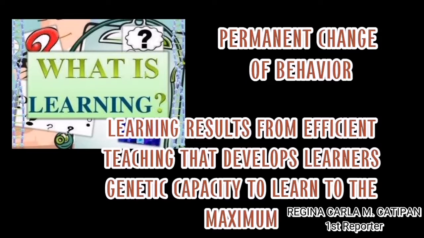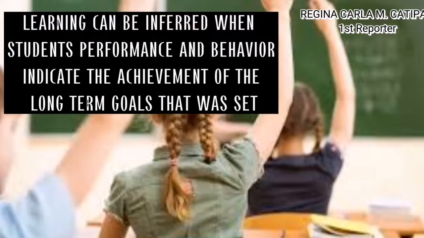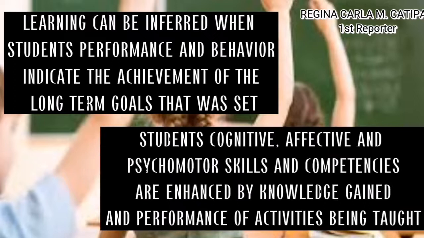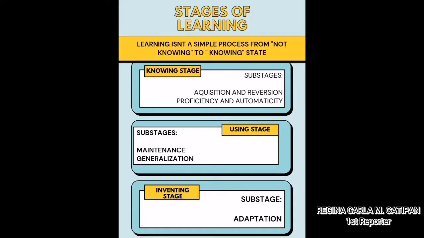Thus, the learner manifests an understanding of content knowledge and demonstrates the ability to perform skills. Learning can be inferred when students' performance and behavior indicate the achievement of the long-term goals that were set. Students' cognitive, affective, and psychomotor skills and competencies are enhanced by knowledge gained and performance of activities being taught every day. So in the stages of learning, there are 3 stages.